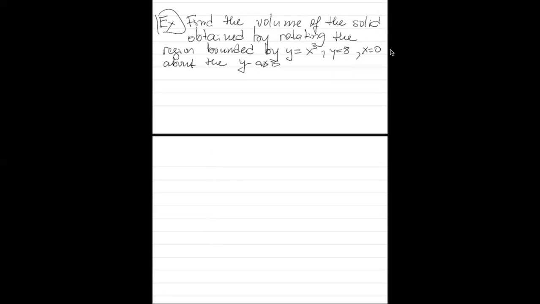The region is determined from the graph of y equals x to the third, and we just need this part since we are going from 0 to 8. Let's say 8 is over here. From 0 to 8, x equals 0. This is the y-axis. So here's our region. Our region is this area, this triangle with a curved side.